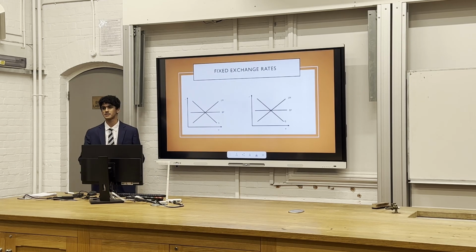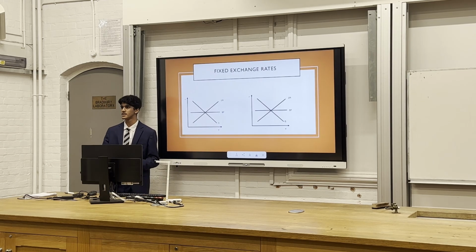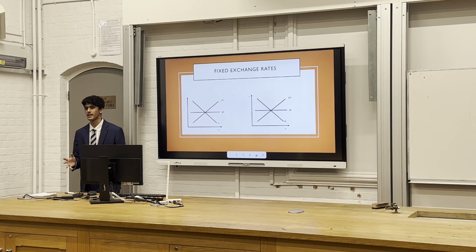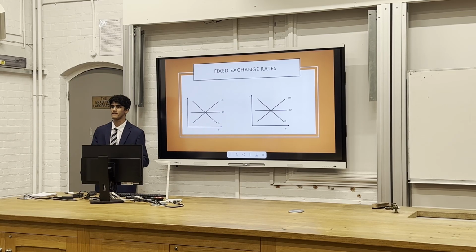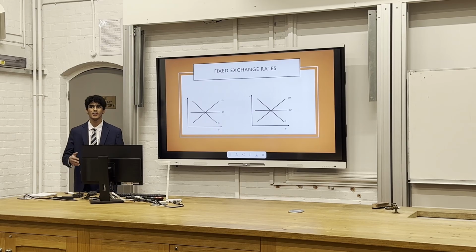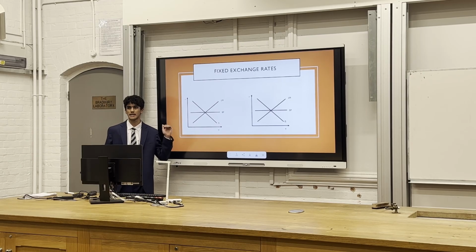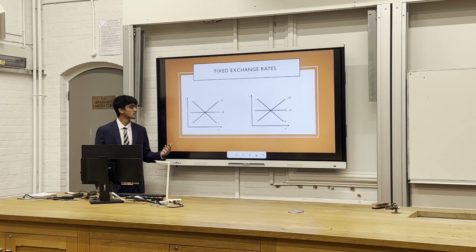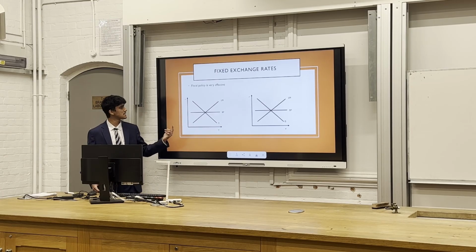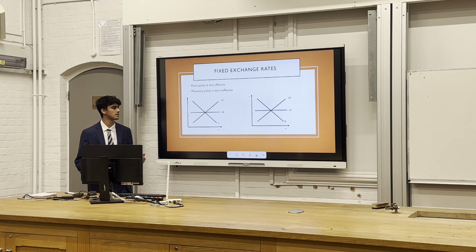So at fixed exchange rates, exchange rates are the value of one currency in terms of another currency, and fixed exchange rates means that two economies agree that their two currencies will be exactly the same value for a given period of time. Let's just say the US and the UK decide that $1.50 is going to be equal to £1 for I don't know how long, but they decide that. That means that the central bank has to keep the exchange rate the same. So that means that fiscal policy becomes really effective, as we'll see in a second, and monetary policy becomes really ineffective. So this is why.